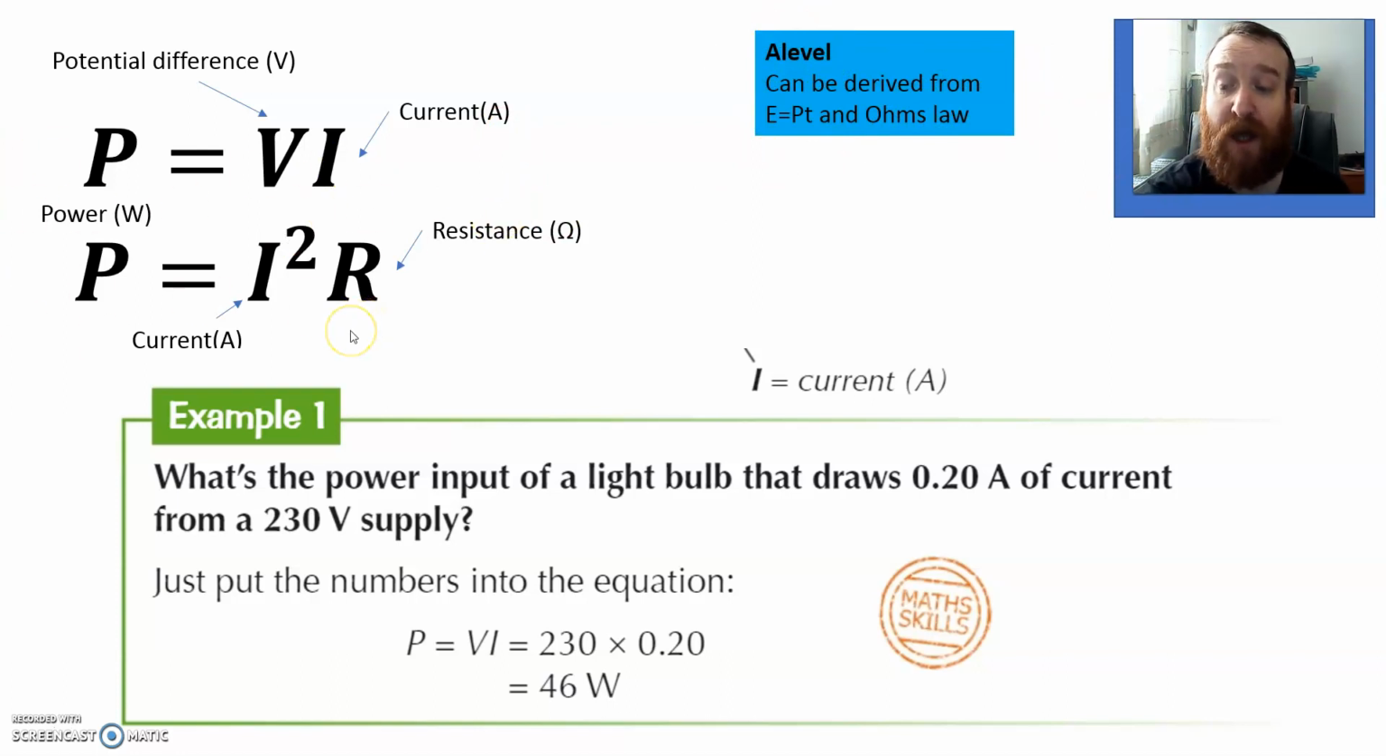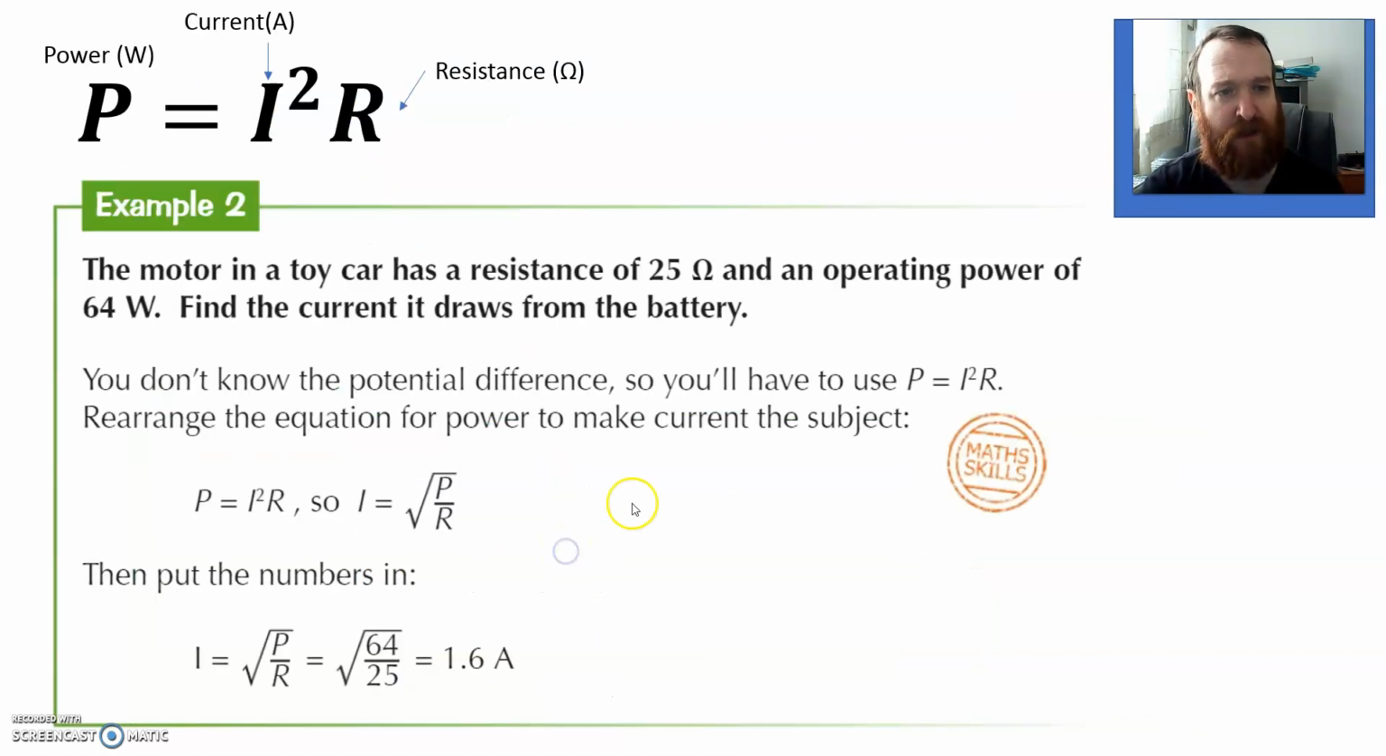So if we've got this first example, the power input of a light draws 0.2 amps of current from a 230 volt supply. How do I find the power? I just put the numbers in the equation. I just put in 230 as my volts. Okay, my potential difference times my 0.2 amps, my current, times the 2 together, gets 46 watts. Okay, just simple substitution.